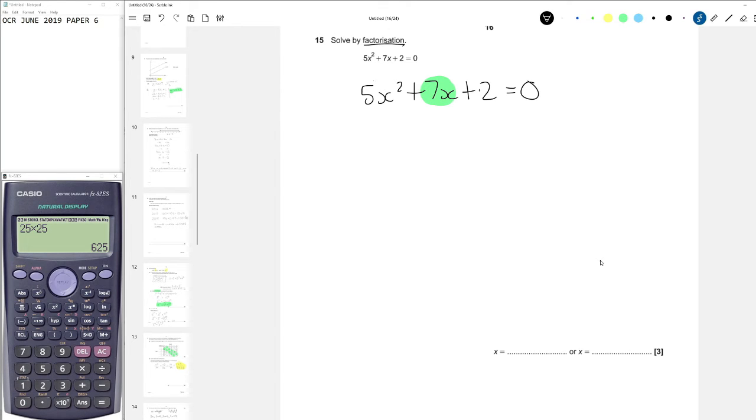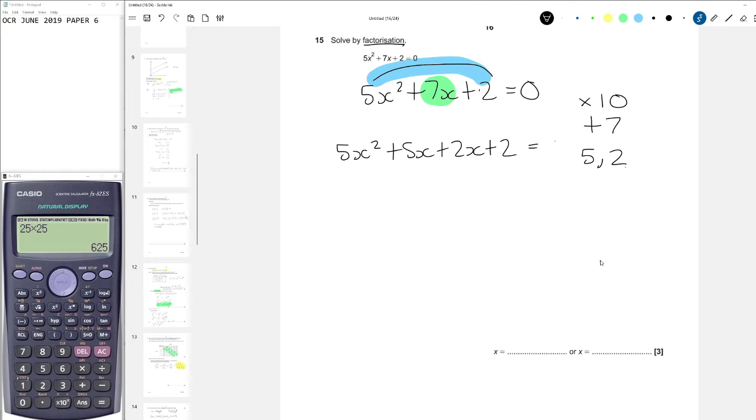But to find the two numbers, I have to think about what do I times to get 10 and add to get 7. So times to get 10, adds to get 7. The two numbers would be 5 and 2. So I would write 5x squared plus 5x plus 2x plus 2 equals 0. Then my method is I split it in half and I factorize both parts. So I can take out 5x here and I can take out 2 here.